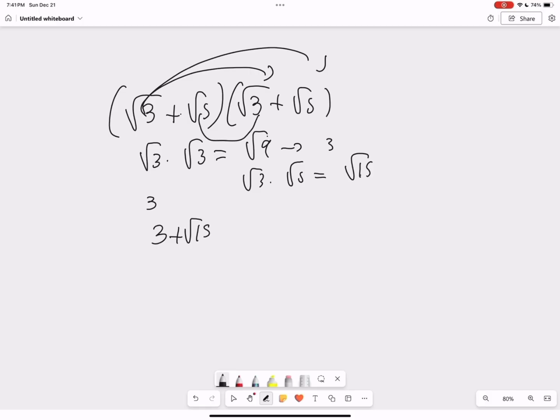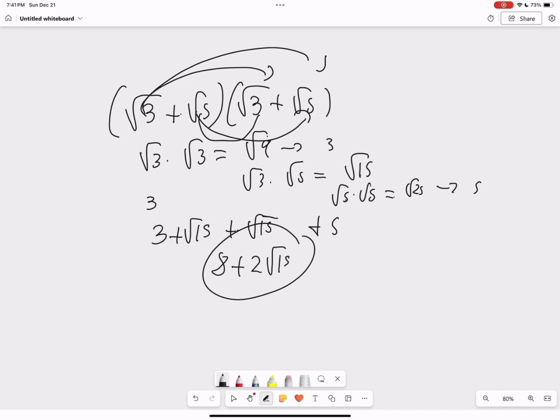The inner term is the same thing, square root of 15. And the last one is the square root of 5 times the square root of 5, which is the square root of 25, which is 5. So 3 plus 5 is 8, plus 2 root 15. Why? Because the square root of 15 plus the square root of 15 is like a quantity, so we get two of them. It's like saying x plus x is equal to 2x.